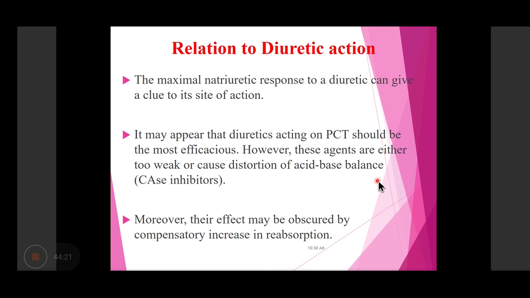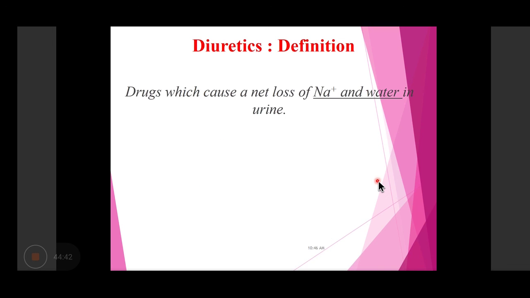Okay. So the extent of diuresis can also tell you the site where the diuretic is acting. So a weak diuretic will be acting on later sites like site 3 and site 4, and a stronger one would be acting on site 2 mostly.